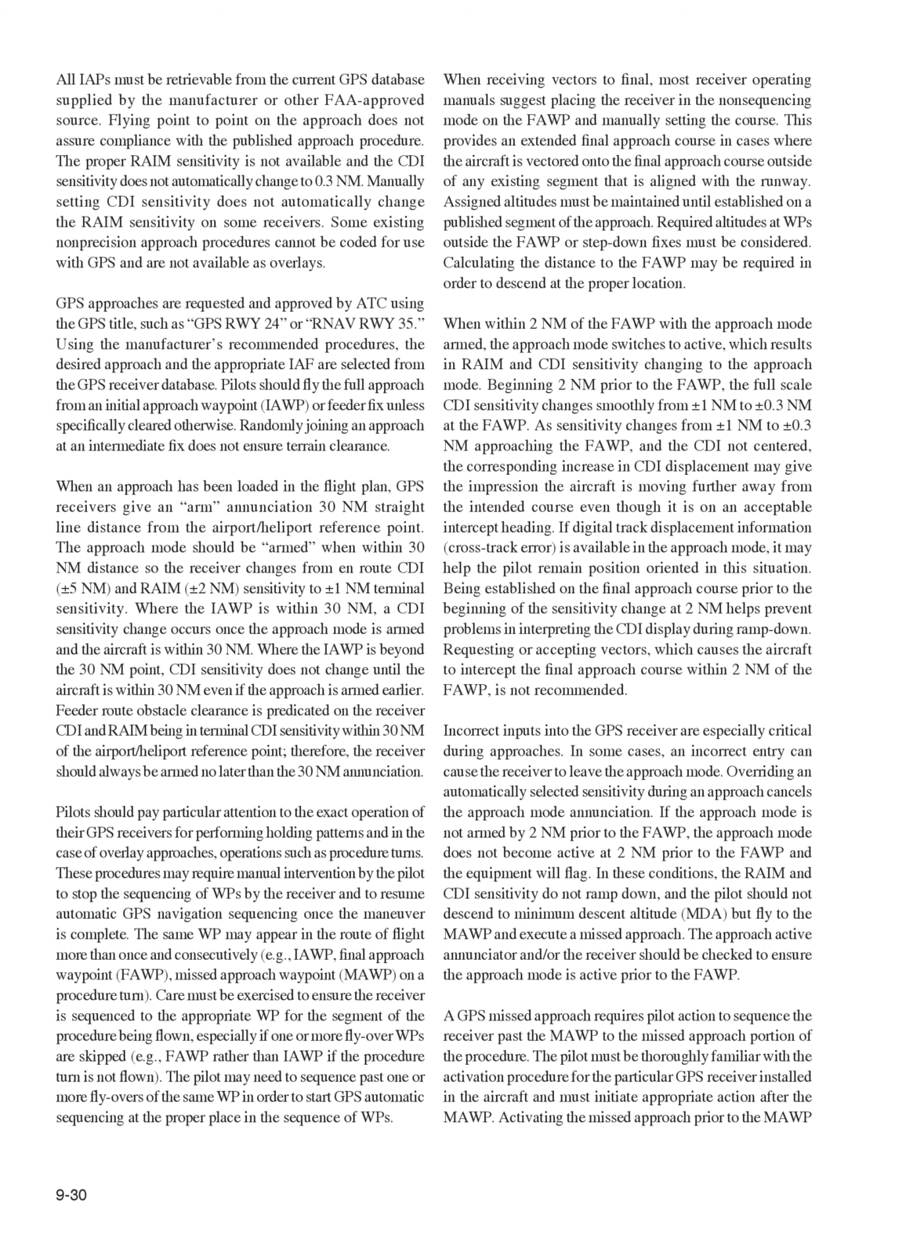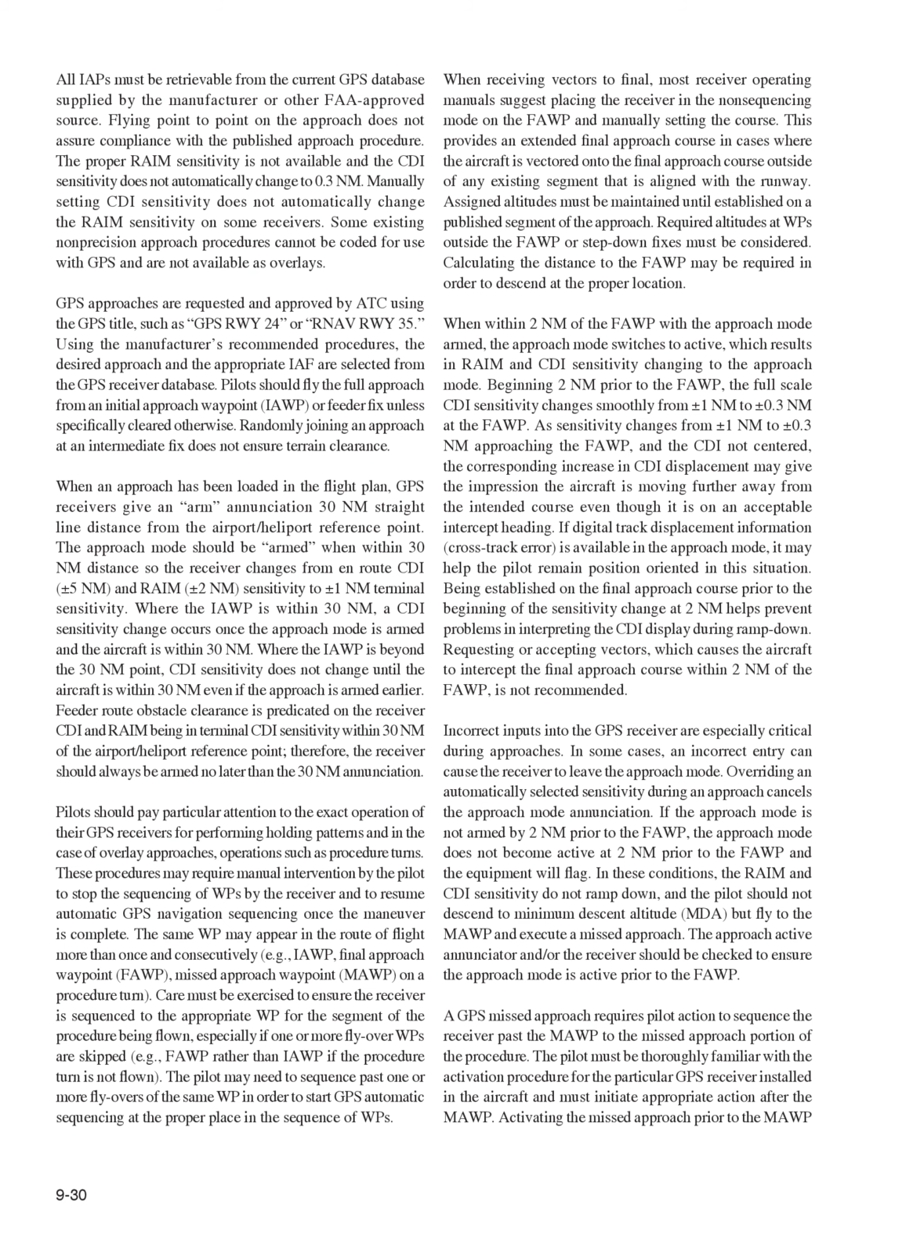GPS approaches are requested and approved by ATC using the GPS title, such as GPS RWY 24 or RWY 35. Using the manufacturer's recommended procedures, the desired approach and the appropriate IF are selected from the GPS receiver database. Pilots should fly the full approach from an initial approach waypoint, IAWP, or feeder fix unless specifically cleared otherwise. Randomly joining an approach at an intermediate fix does not ensure terrain clearance.